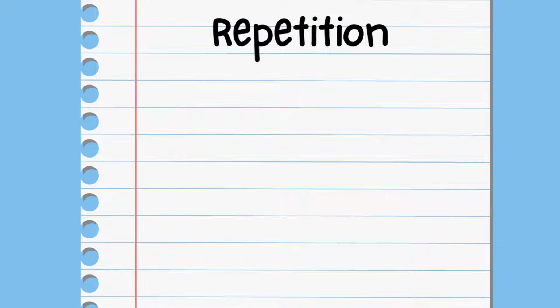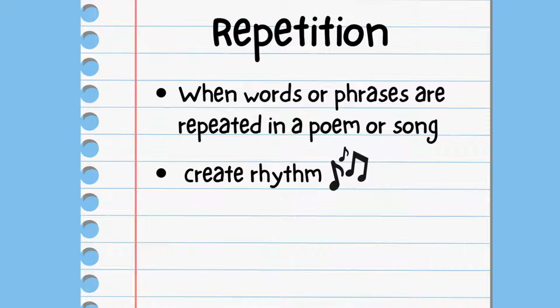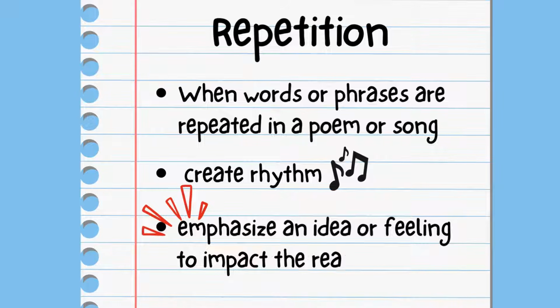Today we're going to learn about another tool that poets use, repetition. Repetition is when words or phrases are repeated in a poem or a song. Poets use repetition to create rhythm and make poems sound musical. They also use repetition to emphasize an idea or feeling to better impact the reader.